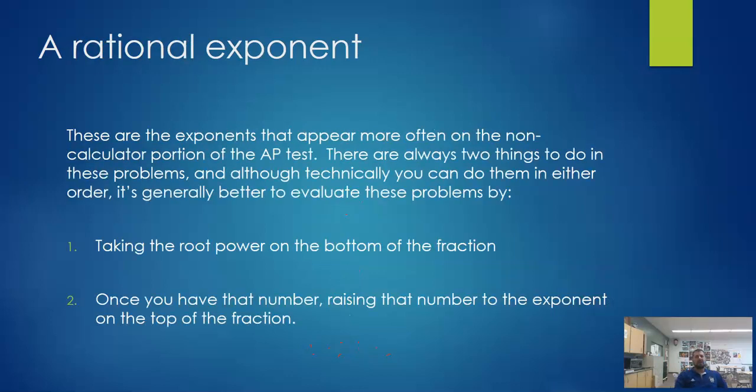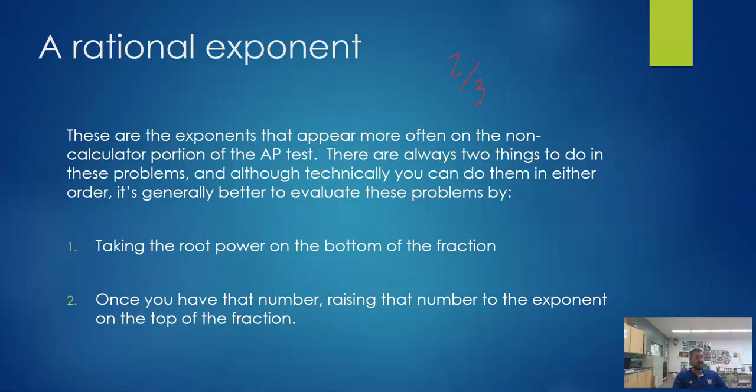But where we have an issue is when we have a rational exponent. This is where it starts getting more difficult, because what a rational exponent is doing is it's asking you to do two things. Not necessarily at once, but do one and then the other. When you have a rational exponent, that just means it's a fraction. So like 2/3 would be an example of a rational exponent.